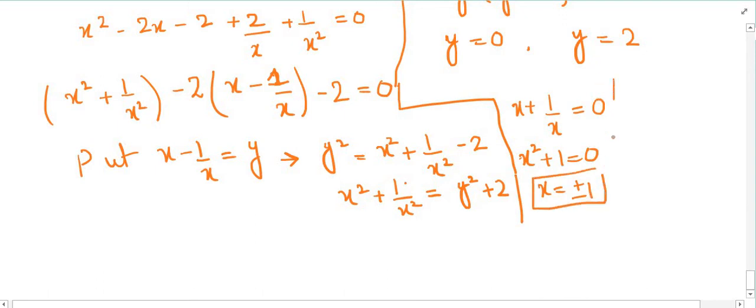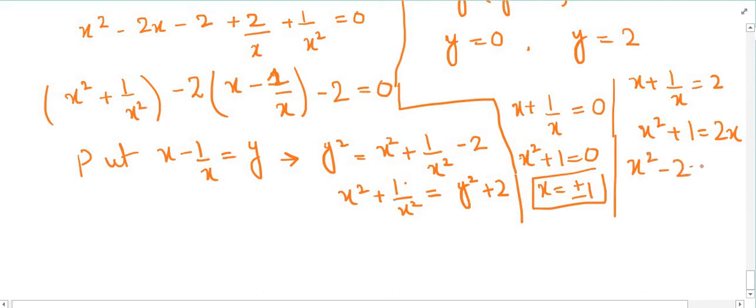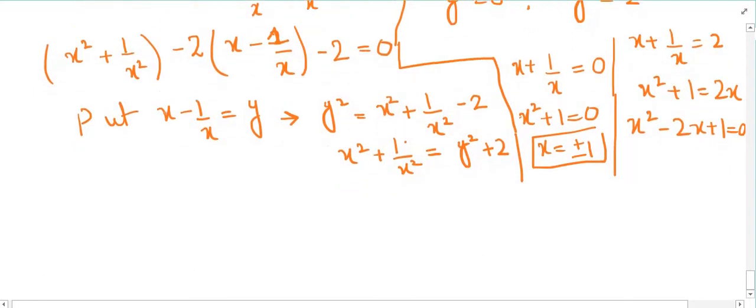What about this? x plus 1 over x equals 2, x square plus 1 equals 2x. Now this is a quadratic equation. x square minus 2x plus 1 equals 0. Just solve it.